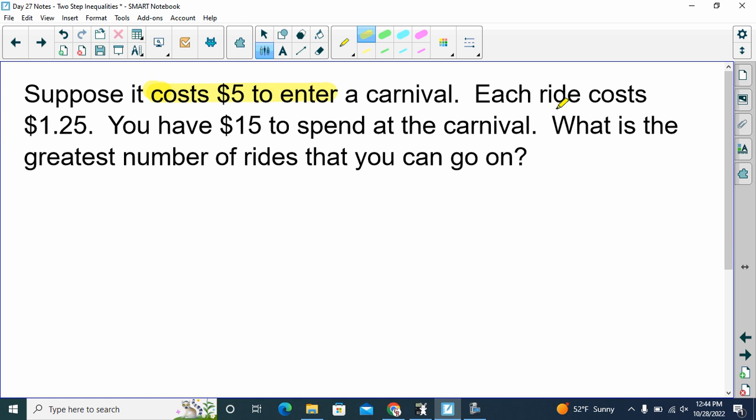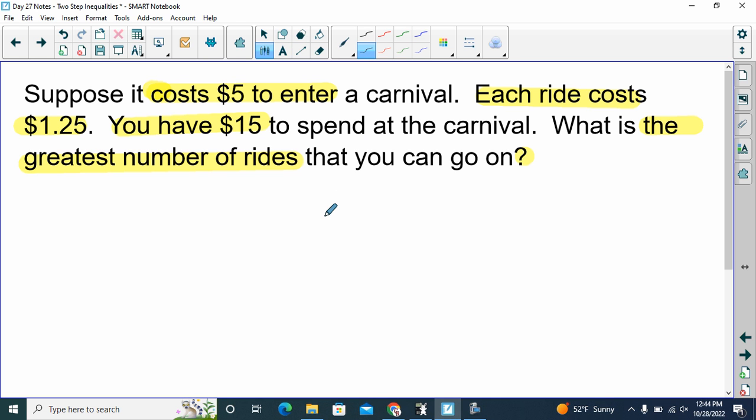So it costs $5 to enter. Each ride costs $1.25. You have $15. We want to know the greatest number of rides. Again, the highlighted stuff is the minimum that I would put in my notes. It costs $5 to enter a carnival. Each ride is costing you $1.25. You have $15 to spend. What is the greatest number of rides you can go on?